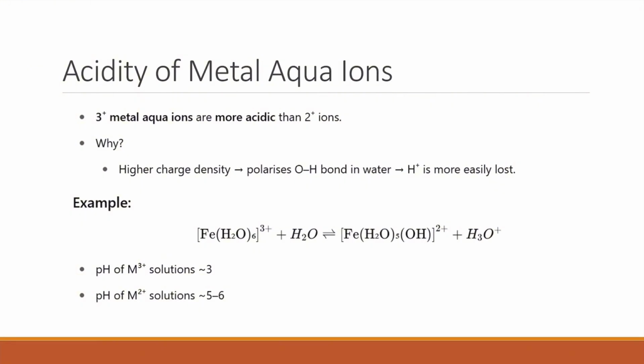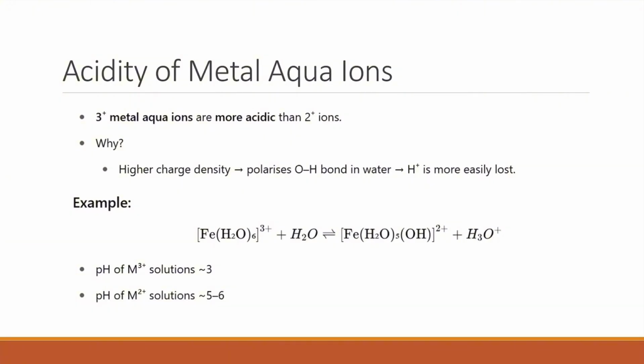First of all, these metal ions are slightly acidic, and the acidity comes from the ability of these metal aqua ions to donate protons from the water molecules, from the ligand, to the solution when they are dissolved in water to form H3O+ ions. So we have 3+ metal ions and we have 2+ metal ions. The 3+ metal ions are more acidic than the 2+ metal ions. We are talking about the aqua ions here.